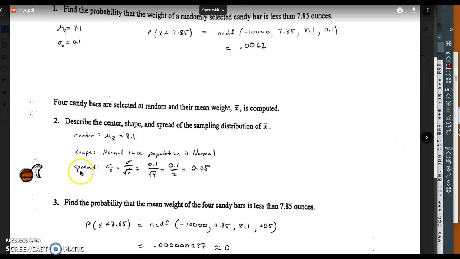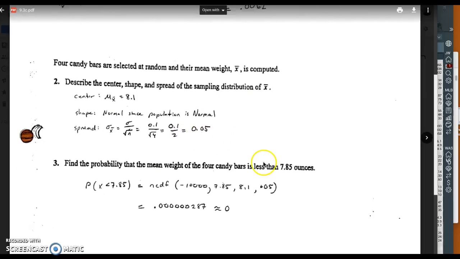The last part is spread. The way you find the spread is the standard deviation of X bar, which is defined to be the standard deviation divided by the square root of n. We are taking 4 candy bars, so the square root of 4 is 2. Our original standard deviation given in the problem was 0.1. 0.1 divided by 2 is 0.05. And that's all you need to write for question 2.